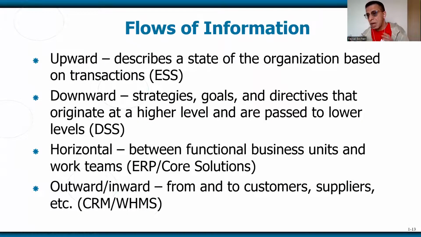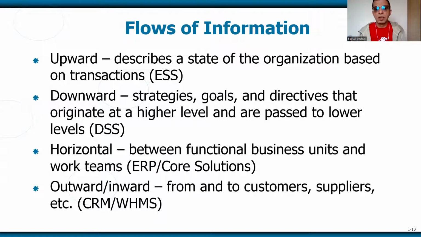So in general, what is information for me? Upward information is information that's been collected from all over the company and goes up toward the executives, where they make a decision. There are certain applications which help them make these decisions. It's called ESS, or executive support system, support solution.